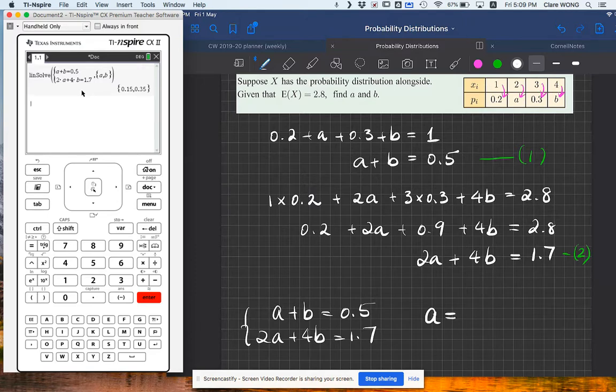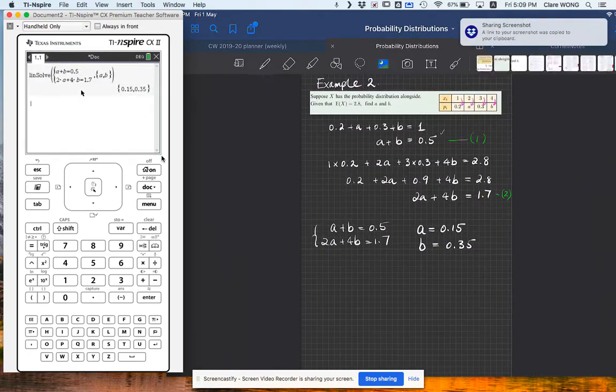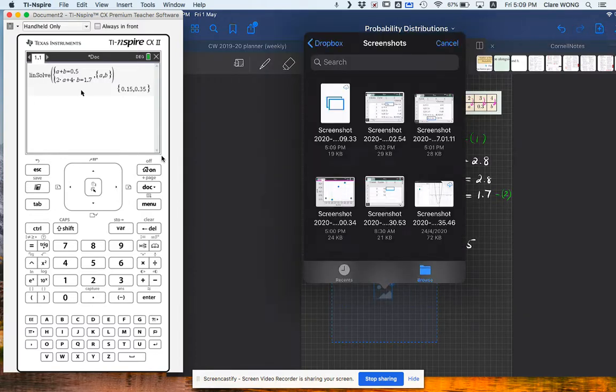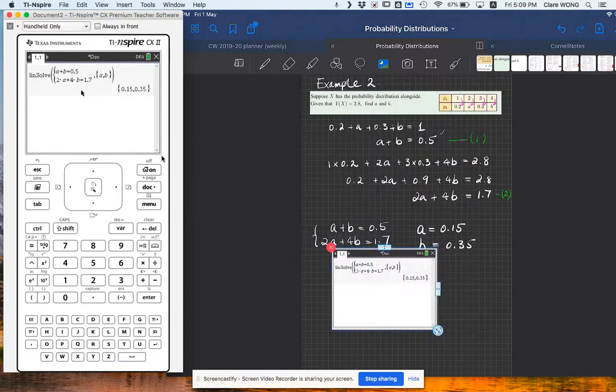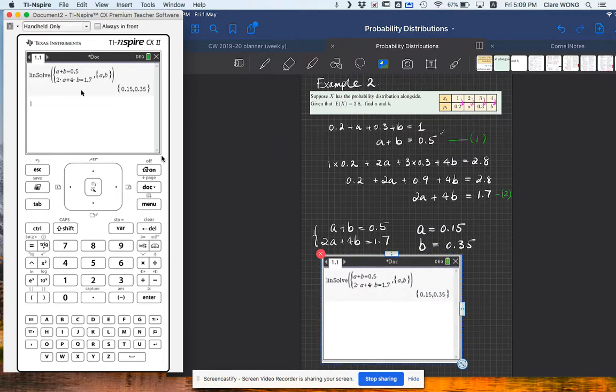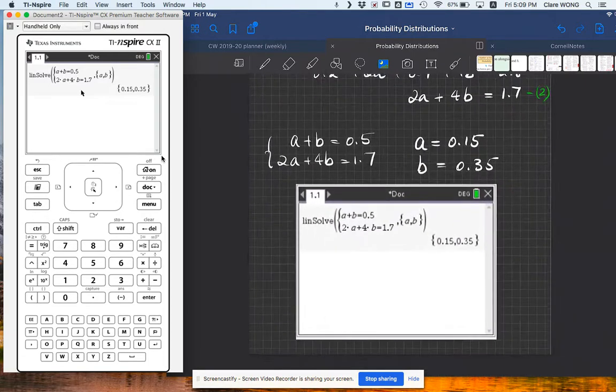A is therefore equal to 0.15 and B is equal to 0.35. So they add up to 0.5, which checks. It's good. I'm going to insert it here, so next time you know what to do.